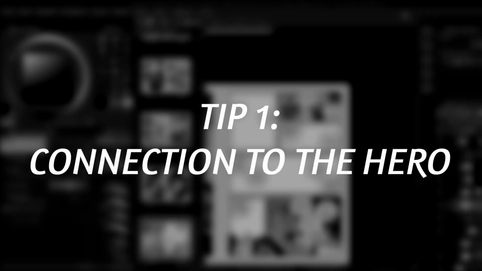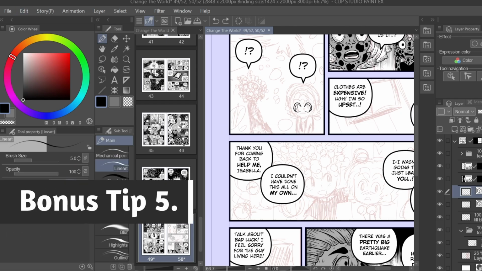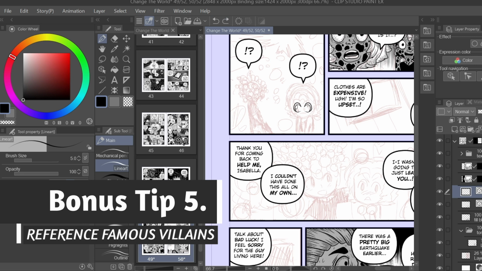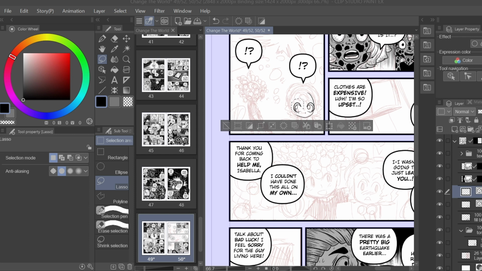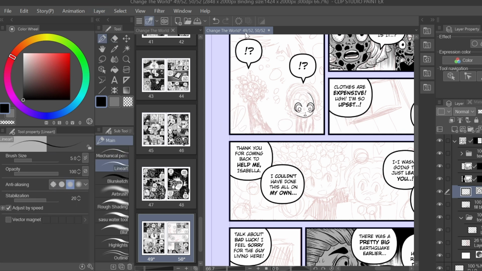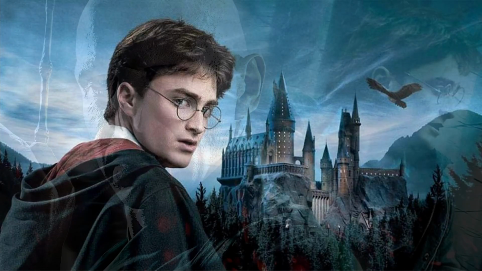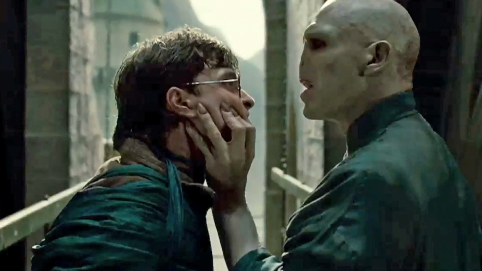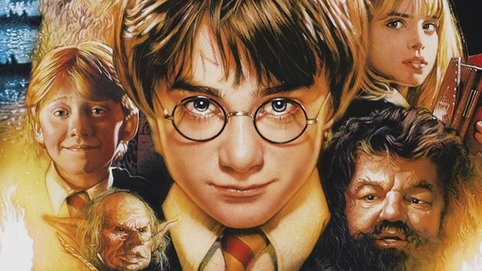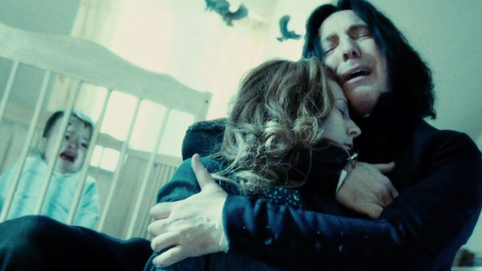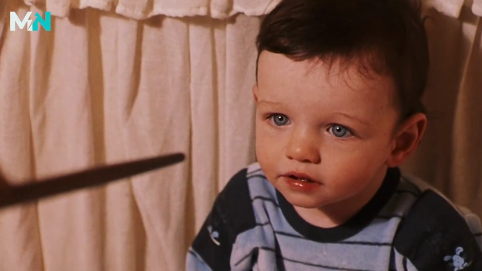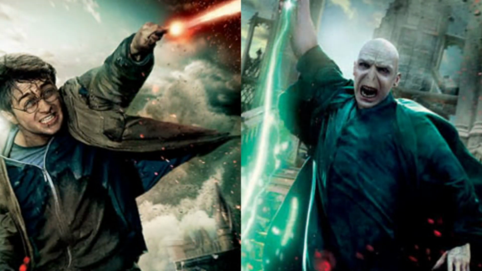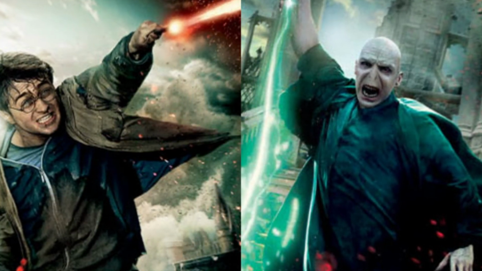Tip 1. Connection to the hero. Some of the greatest villains in literature have strong ties to the central protagonist. Your villain should aid in your protagonist's character development through their inherent opposition to them. In Harry Potter, for example, the protagonist Harry and the series villain Lord Voldemort are connected through a shared history. Lord Voldemort murdered Harry's parents when he was just a child and left him with a scar. The scar is a symbolic reminder of the connection shared between the two characters.